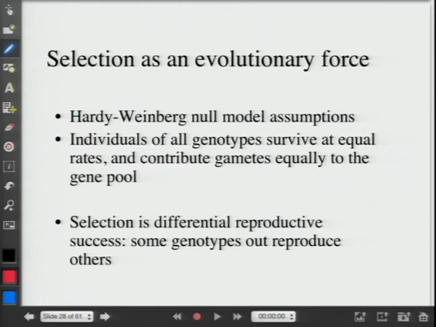So what this Hardy-Weinberg null model does is it takes as a starting point that all genotypes survive at equal rates, that's survival selection, and contribute gametes equally to the gene pool. That is, they're equally successful at finding mates and reproducing and passing on their genes. That's a null expectation of no evolutionary change, and selection is when there is differential reproductive success, where some genotypes reproduce more than others. The word differential means not equal. It means that there are differences among genotypes.